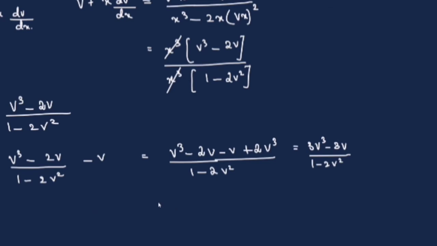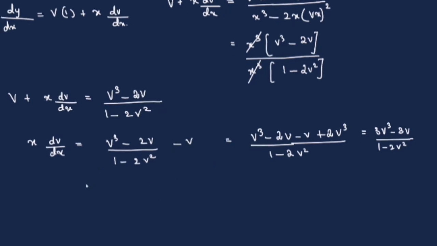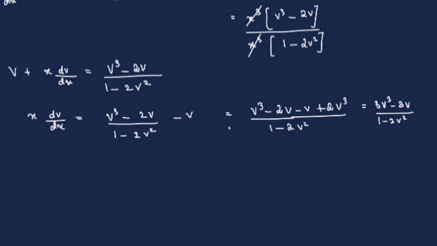Now at this stage you can separate the variables. How do you separate? Bring all the v terms to one side and x terms to the other side. So this 1 minus 2v square, we are going to bring here, and 3v cube minus 3v we bring down. So (1 minus 2v square) divided by (3v cube minus 3v) into dv is equal to dx; take it up, and x you bring down. So this is 1 by x into dx.